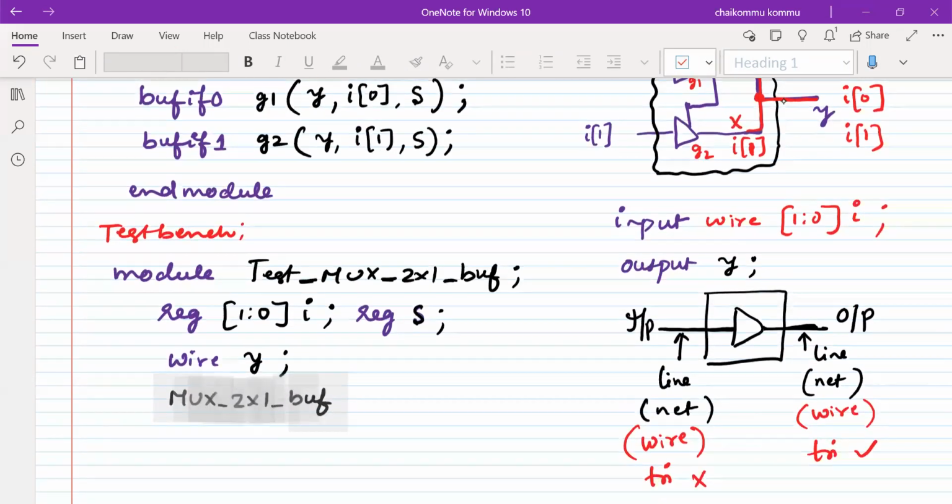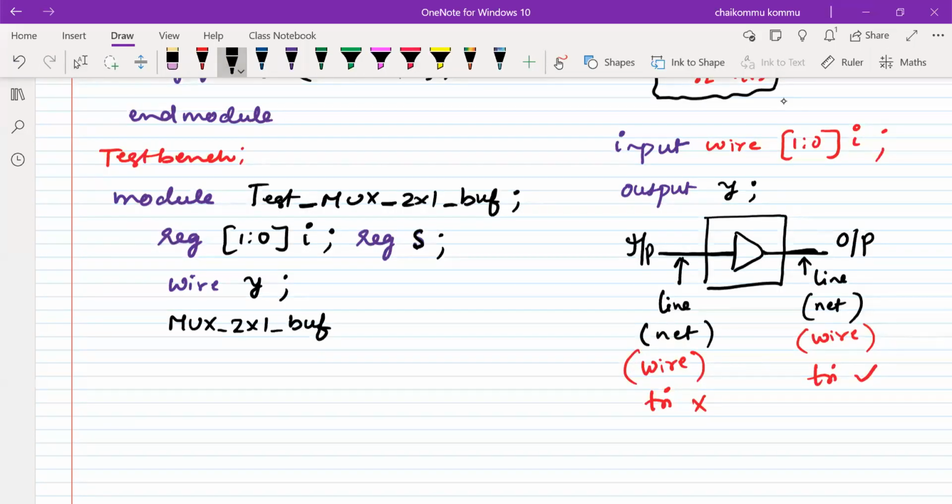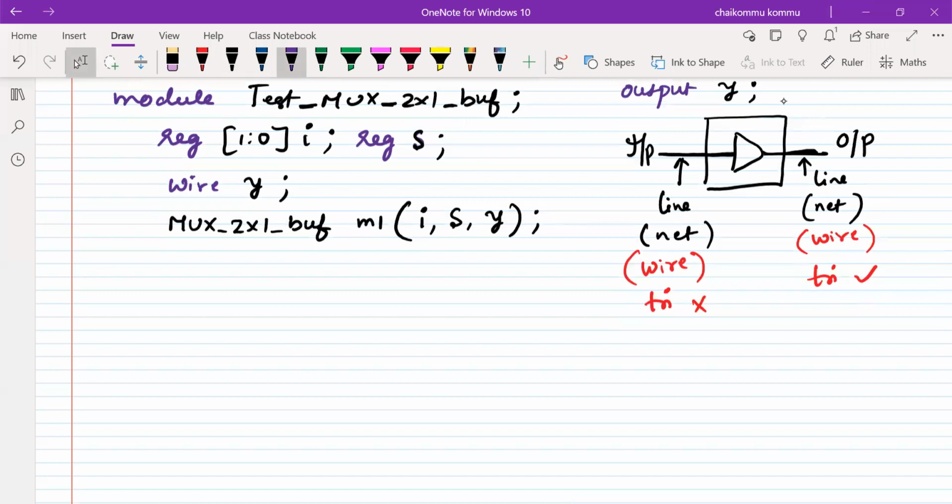Okay, so this is the one. We are treating this as the module. This is module number 1, consisting of first input, second input, and y is my output. Irrespective of whether it is a buffer implementation or a logic gate implementation, it doesn't matter for the test bench. The test bench is unique for every design. That's what we have to remember.